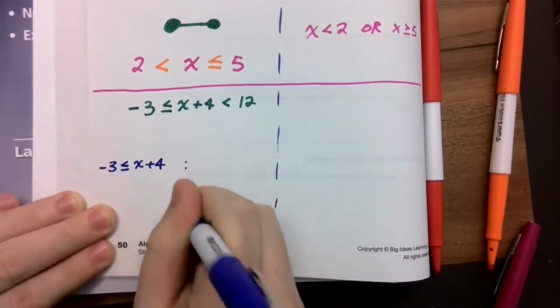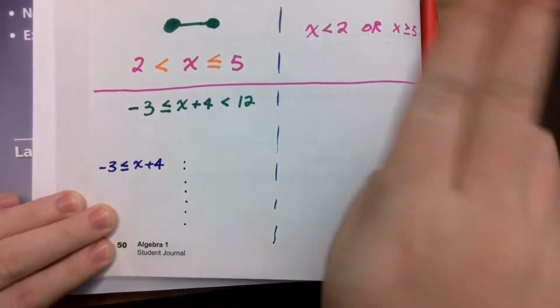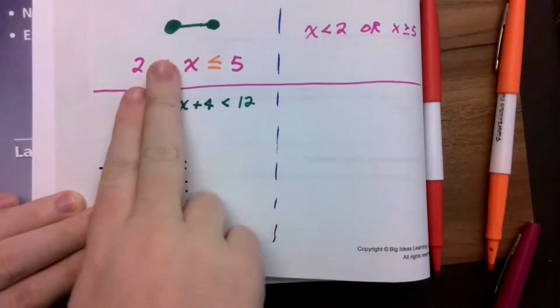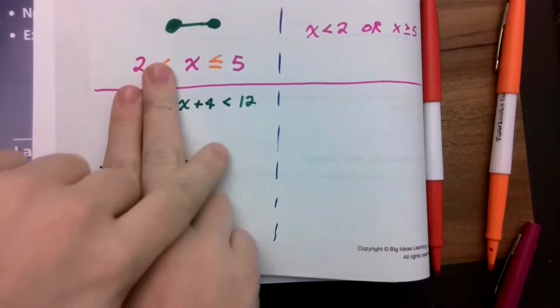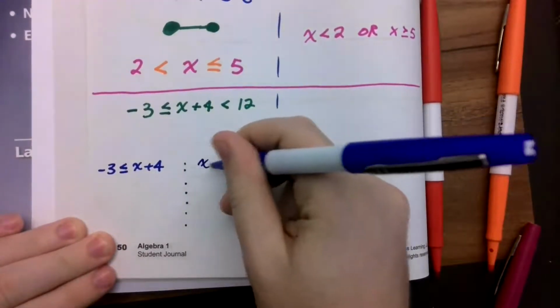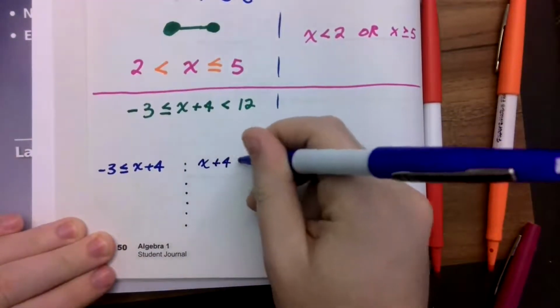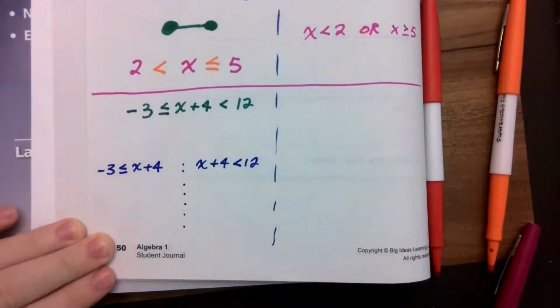Can you figure out what the other inequality is going to look like? Well, I always recommend taking my fingers and covering up the other inequality symbol. We're left with x plus 4 is less than 12. So that's the other inequality we're trying to solve. Keep in mind, you don't actually need to split these every time, but I'm going to show you this method first.